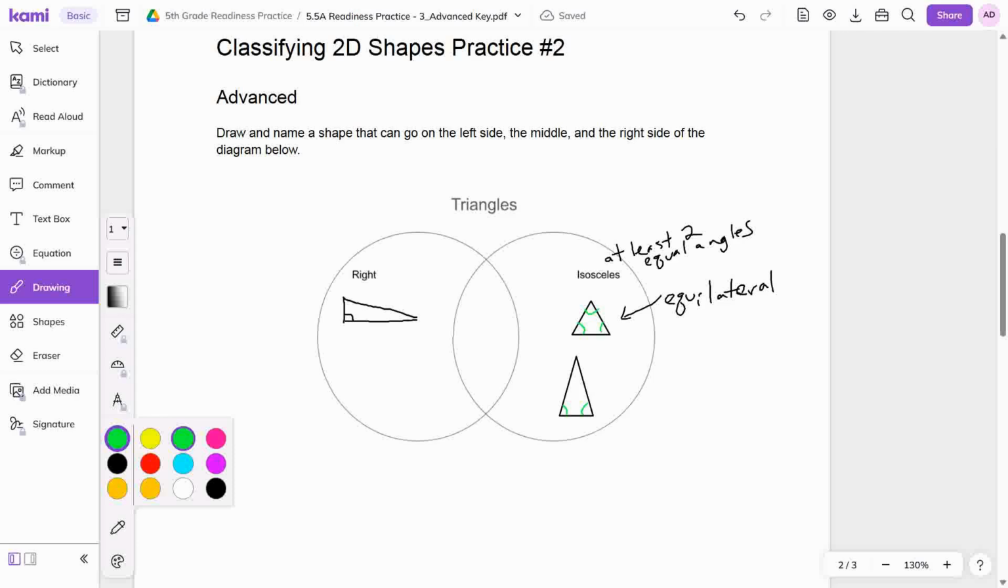Now, can I draw a right triangle that is also isosceles? And yes, I can. And that's going to be right here. So what we're going to do is we're going to try to make this side and this side exactly even. And if we can do that, then this is your right angle.